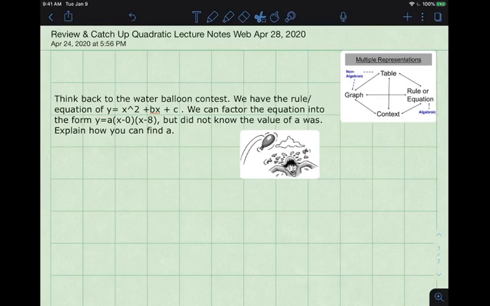Hello class. Today we're going to do some review, go over the different forms and representations of quadratic equations, especially completing the square and how that fits into the big picture. So for today's classwork we have word problems. If you think back, we started this unit with a water balloon toss task that some of you did. Here's the first problem for you to think about.